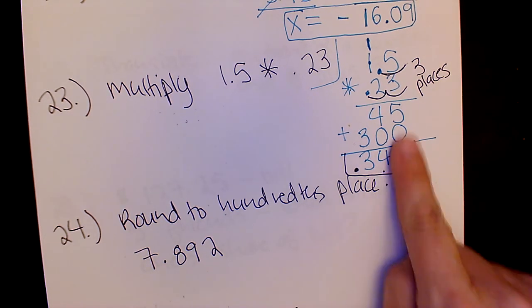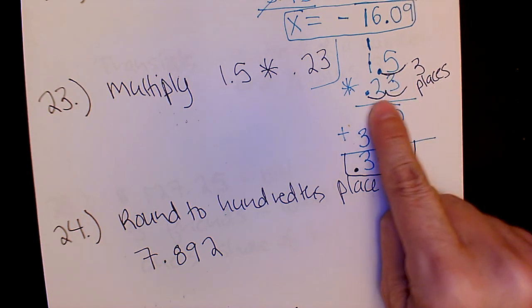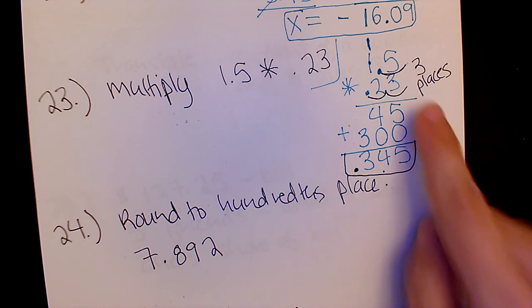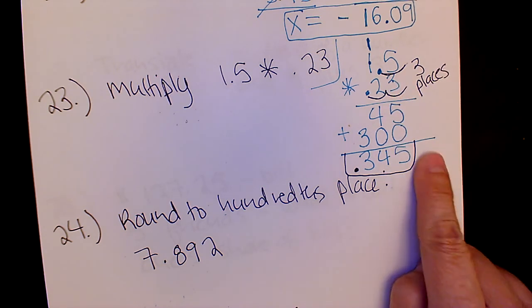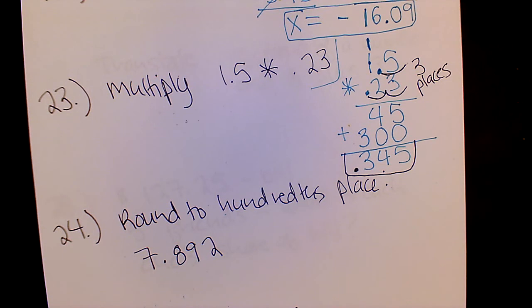So remember when you're done multiplying to go back and see how many places you have behind the decimal. And in our case I had 3, so I moved it over 1, 2, 3 and put it in front of the 3.